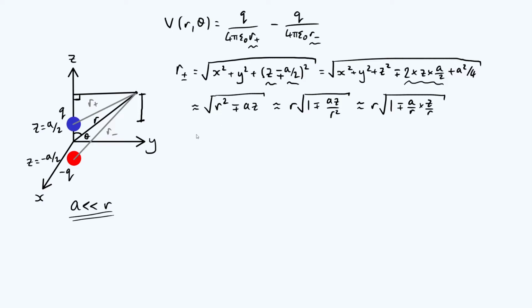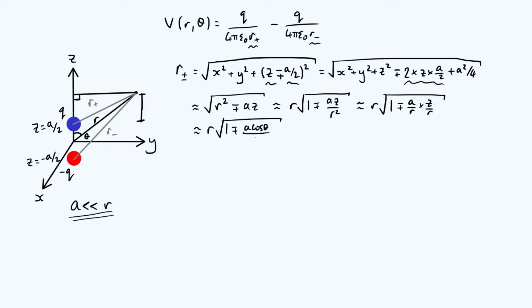of theta, right? So we've shown that this thing is equal to r times the square root of 1 minus or plus a cos theta. Sorry, I missed a factor of r, didn't I? So it's going to be a cos theta divided by r.